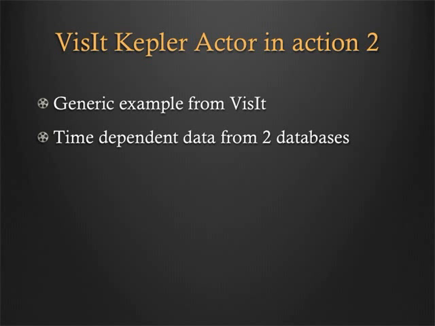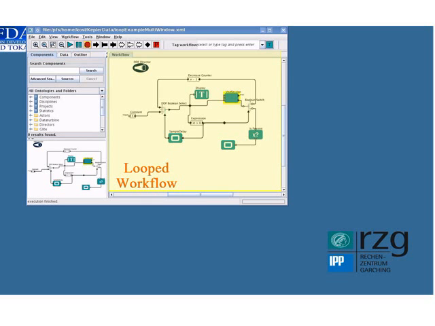The next example I'd like to show is a generic example taken from Visit. The reason I'm taking a generic example is to show that the actor can be used to visualize anything, not just fusion data. There are plenty of other areas in physics that can benefit from visualizations integrated into workflows. So, the example I'm about to show you is of two time-dependent databases. As you can see, this workflow looks more complicated than the one I showed you earlier. In fact, it's looped, which means that the actor is fired more than once.